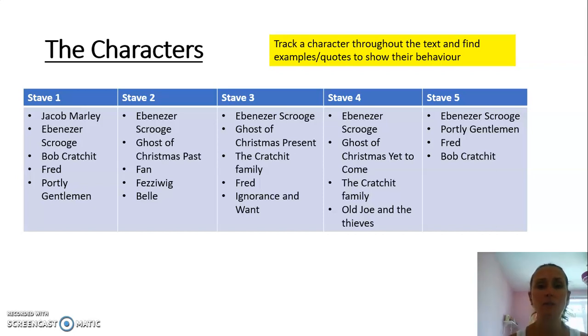But an additional task, what you can do, either now you can pause it, or if you've got a little bit of free time later on, is to look at when these characters appear, find an example or a quote that shows their behaviour, and then you can start seeing that character's journey throughout the text. Okay?